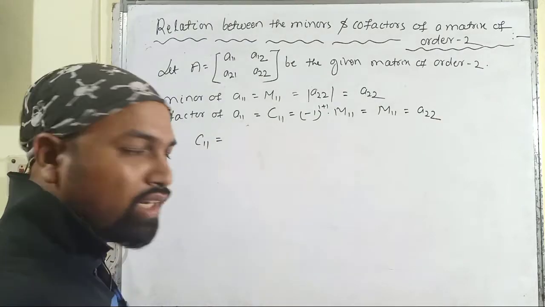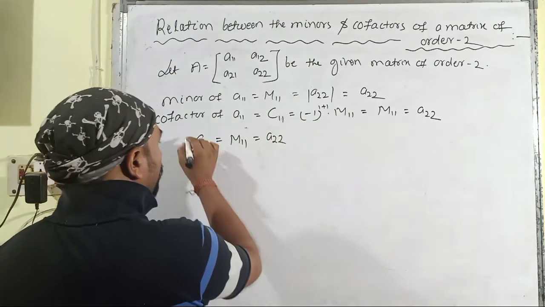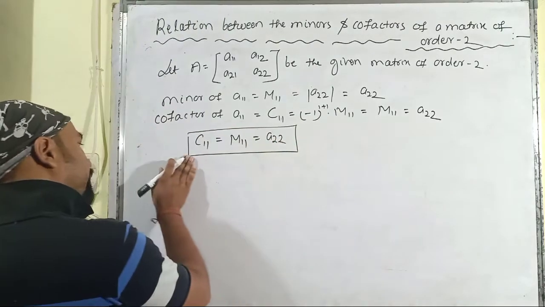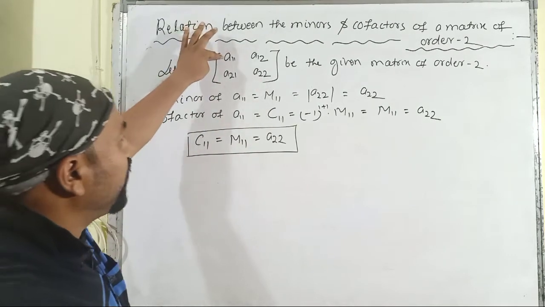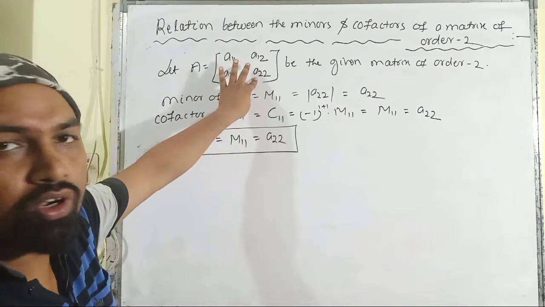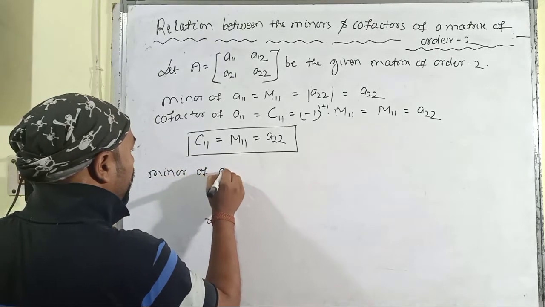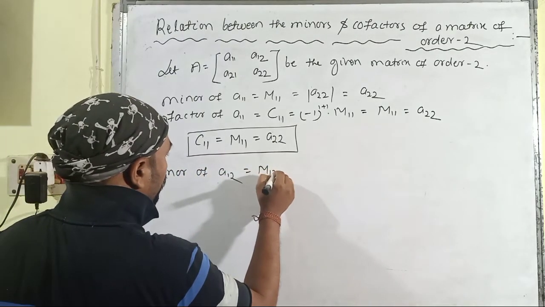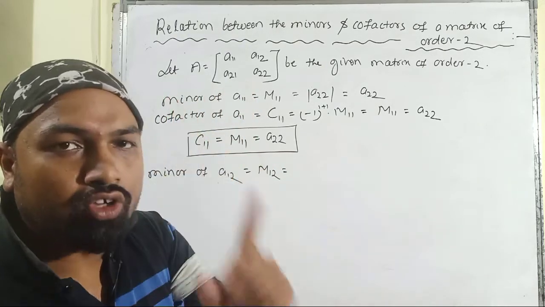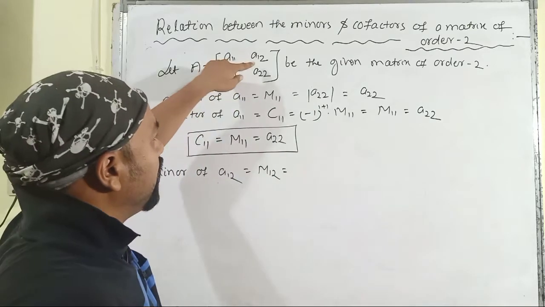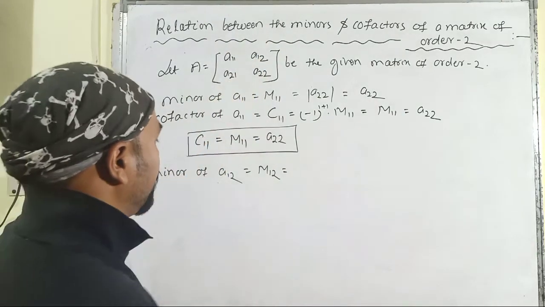The value of C11 is equal to M11, which is equal to A22. So the minor of A11, or the cofactor of A11, is very much equal to A22. Then moving towards the minor of A12, which is M12, we have to eliminate the corresponding row and the corresponding column attached with the element A12. Cancelling this row and this column, we get A21.